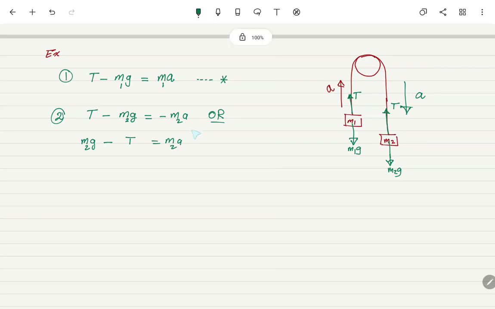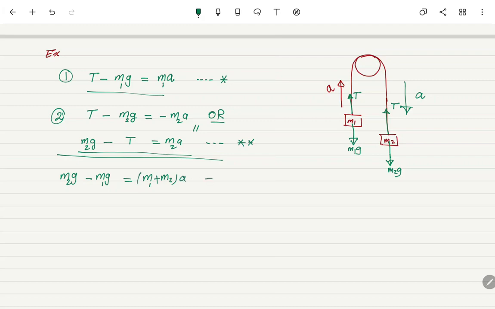And by the way, this is the same as this one here. So this is equation number 2. Now, adding these two equations together, you will get M2G minus M1G equal to M1 plus M2 times A. In other words, the acceleration is equal to M2G minus M1G divided by M1 plus M2.